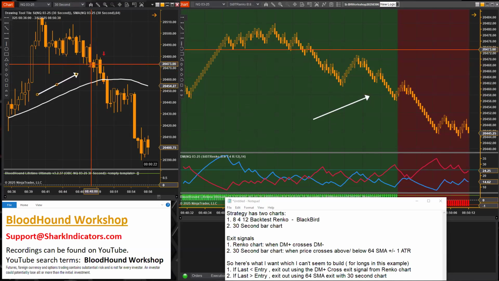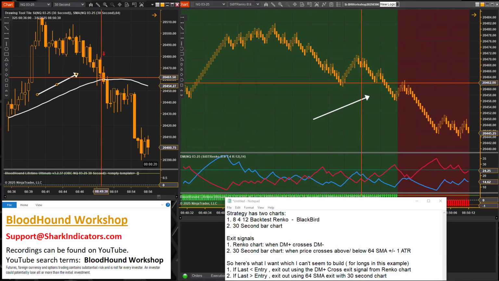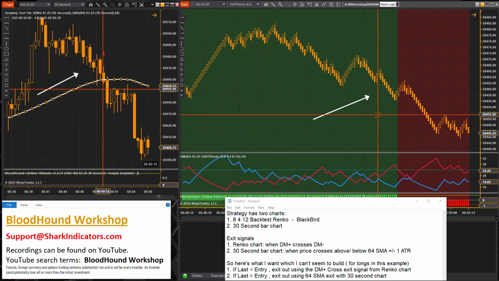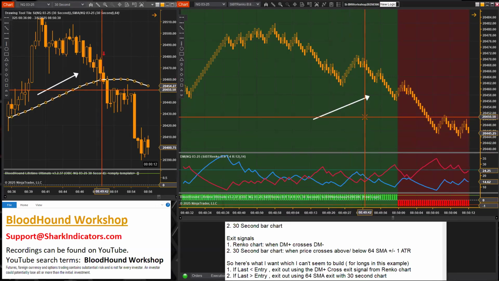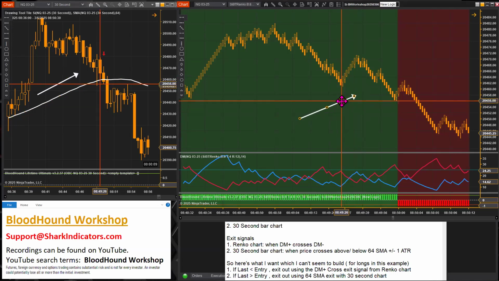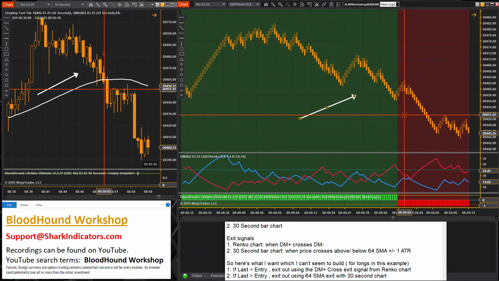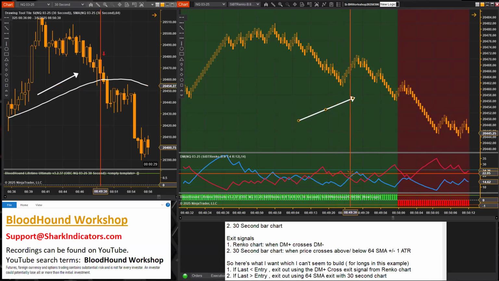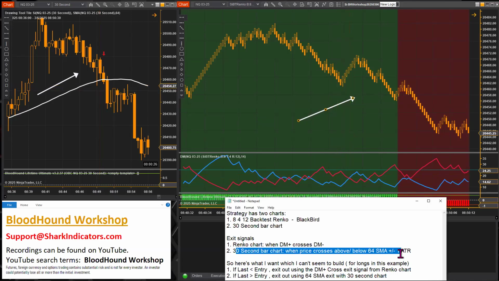When the price on the 30-second chart crosses below our SMA, our output is going to switch from a long output to a short output. Remember, if Blackbird is in a long trade, a short signal is what's needed to exit that long trade. So there we go.